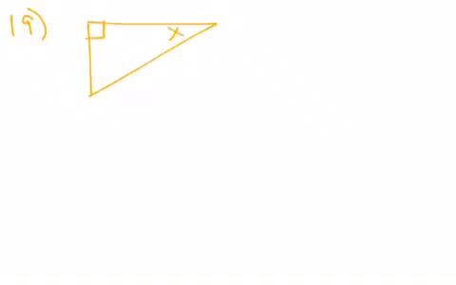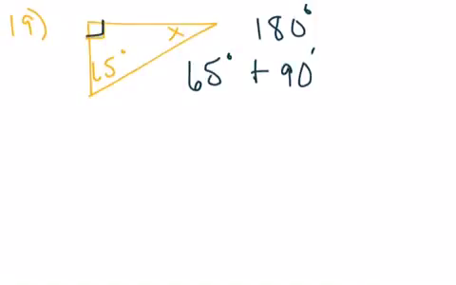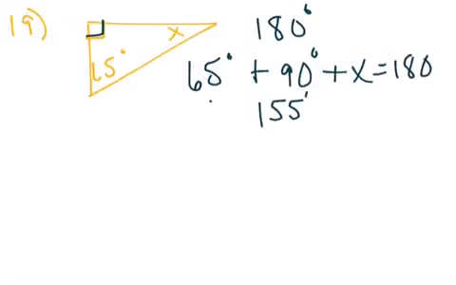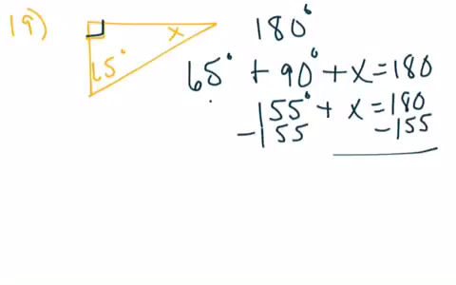That box tells us that that's a right triangle, which doesn't affect anything except the angles of a triangle always add to 180. So then we have 65 plus this box means 90 degrees plus x equals 180. 65 plus 90 is 155. Subtract 155 from both sides. So x equals 25 degrees.